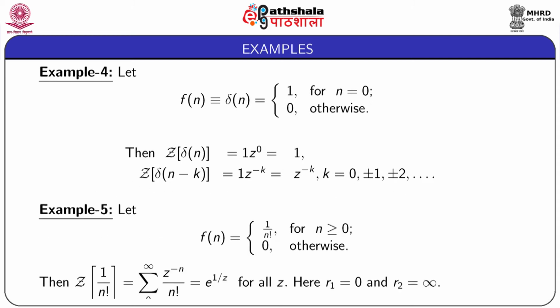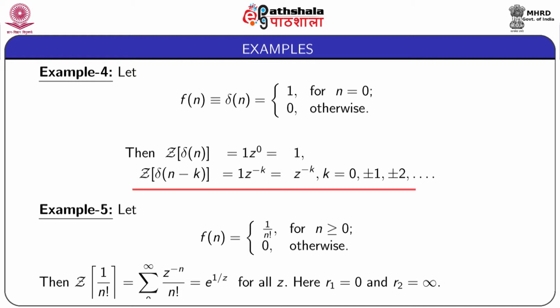Next we come to example 4. Let f(n) equal delta n, defined as 1 for n equal to 0 and 0 otherwise. So, Z transform of delta n is equal to 1 into z to the power 0, because all other terms are 0 in the series for Z transform, and the only non-zero term is for n equal to 0. So the Z transform of delta n gives us 1.